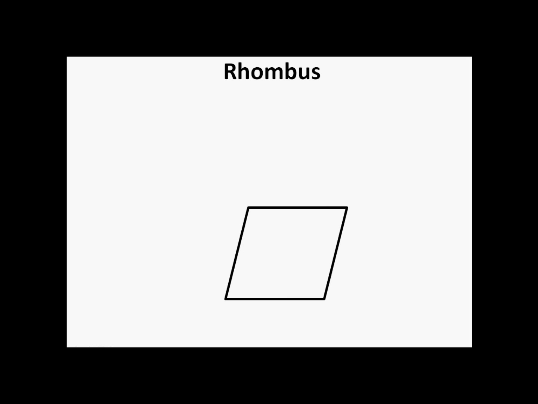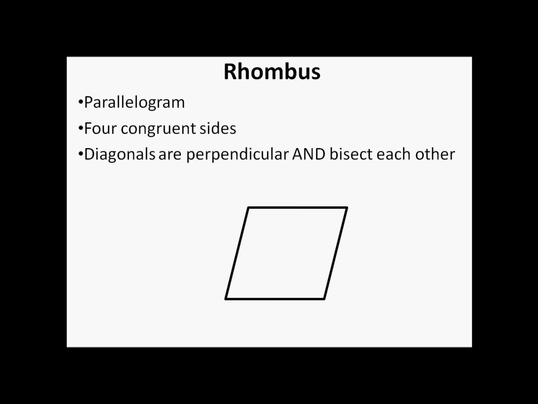And now we have a rhombus. A rhombus is a parallelogram. It has the opposite sides parallel, just like those arrows show. Opposite angles are congruent also. So that was all part of a parallelogram. So it has those characteristics. It has 4 congruent sides. Well, a square had 4 congruent sides, but this is not a square because it doesn't have those 90-degree angles. So it has 4 congruent sides, and then about the diagonals, they're perpendicular, and they bisect each other.